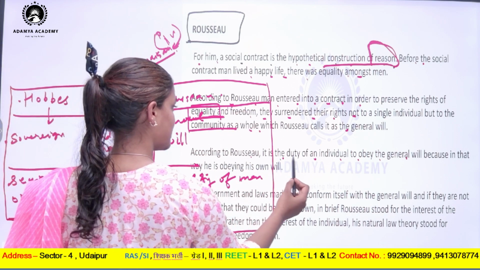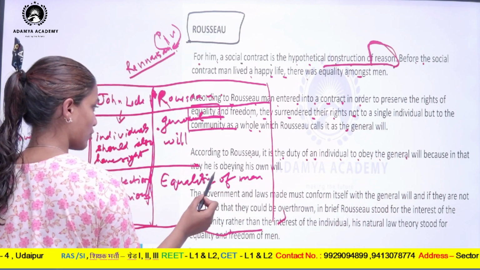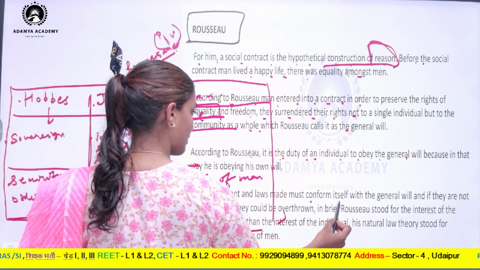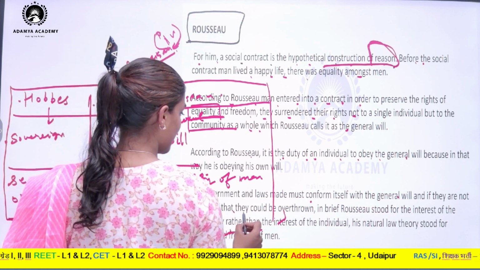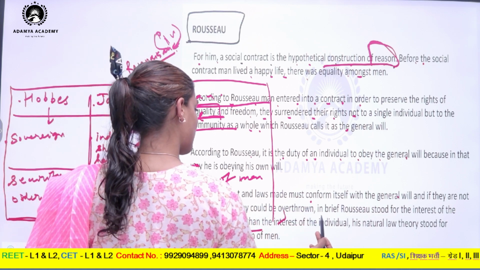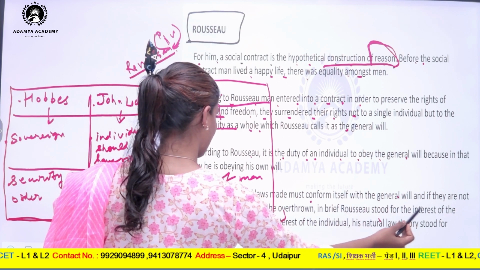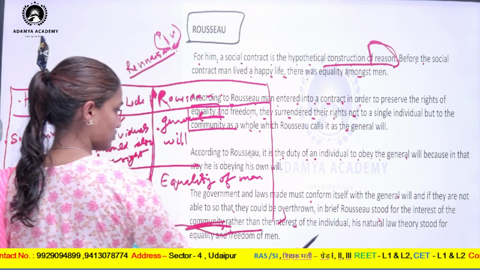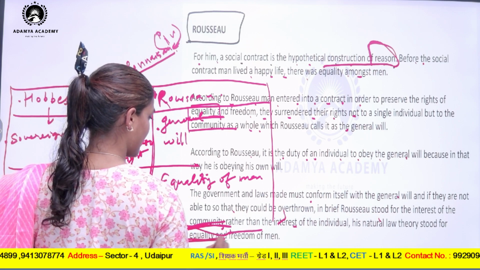According to Rousseau, it is the duty of an individual to obey the general will because in that way he is obeying his own will. The government and laws made must conform to the general will, and if they are not able to do so, then they could be overthrown, is what Rousseau wanted to tell, and he stood for the interest of the community rather than the interest of the individual. His natural law theory stood for equality and freedom of men.